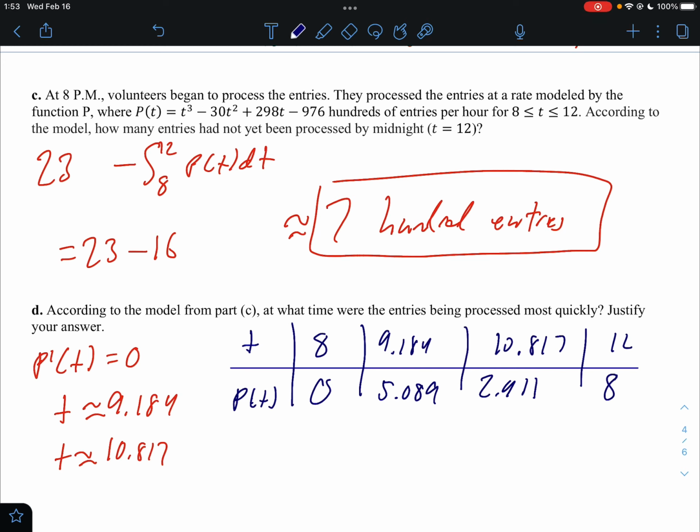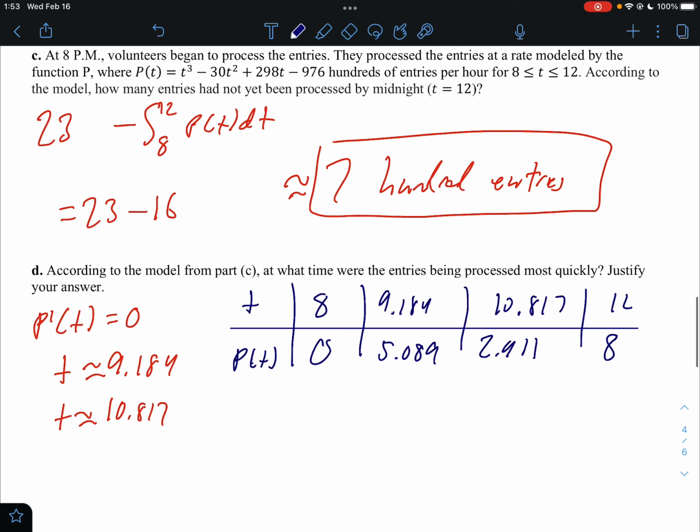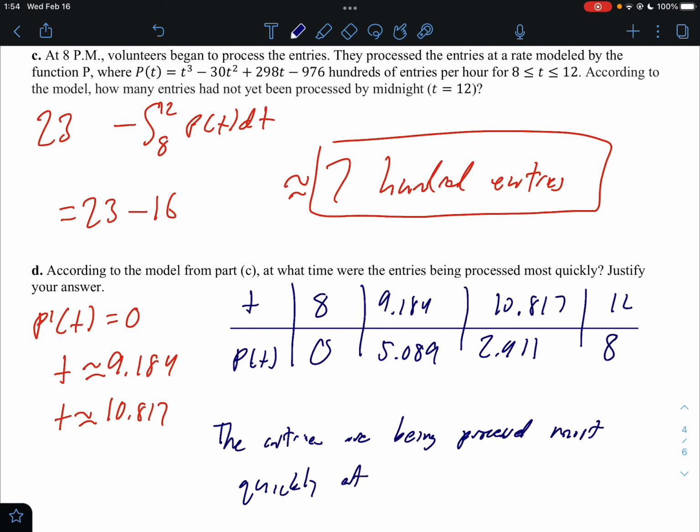So when are they being processed most quickly? At midnight, because they're in a hurry now. Time is running out. Everyone wants to go to bed. So the entries are being processed most quickly at T equals 12 hours, or 12 a.m. I wanted to say that as well.